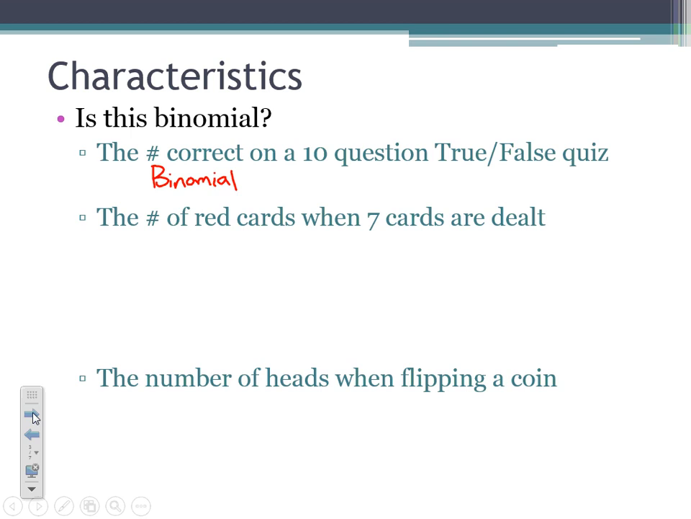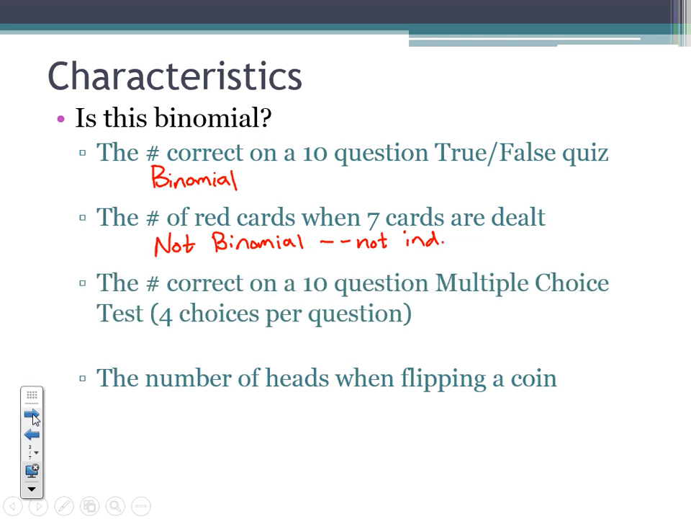The last question that we need to answer is, do we have independent events? Well, what do we know about dealing cards from a deck of cards? Well, hopefully you remember the probability is going to change. So this one would not be binomial. Right? And the reason being, we do not have independent events. Again, that probability is going to change from one trial to the next. All right? So how about another one here?